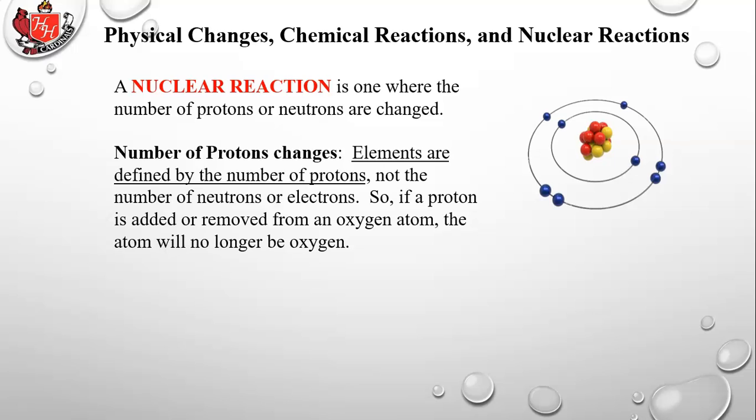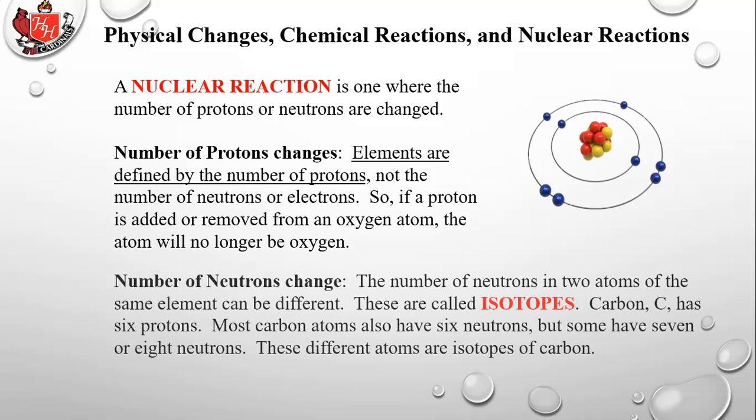So for example, hydrogen has 1 proton. If the atom doesn't have 1 proton, it's not hydrogen. Helium has 2 protons. If it's a different number of protons, it's not helium. It must have 2 protons to be helium. So elements are defined by the number of protons, not the number of neutrons or electrons. So if a proton is added or removed from an oxygen atom, the atom will no longer be oxygen.